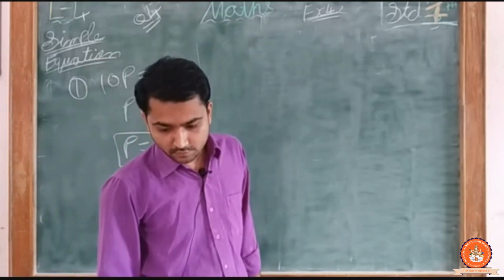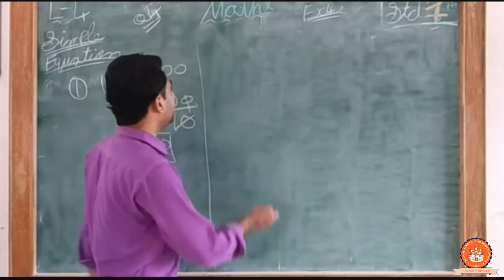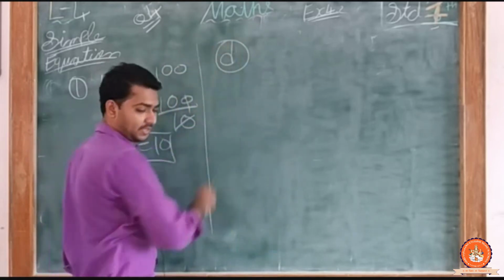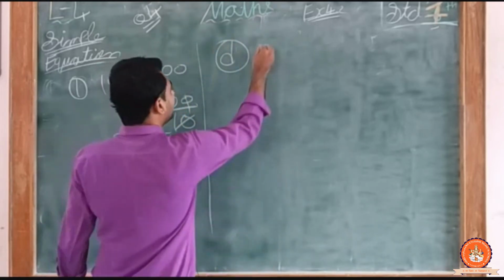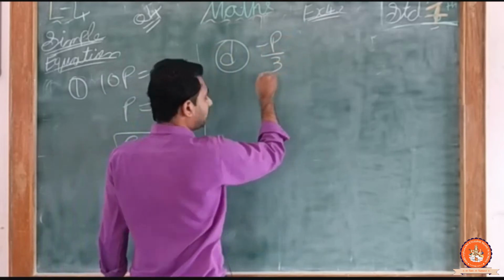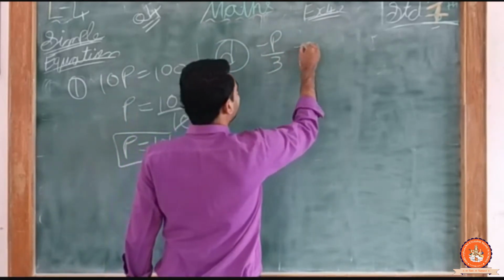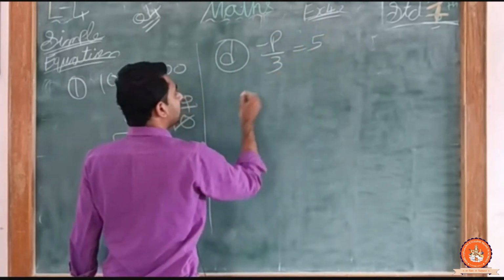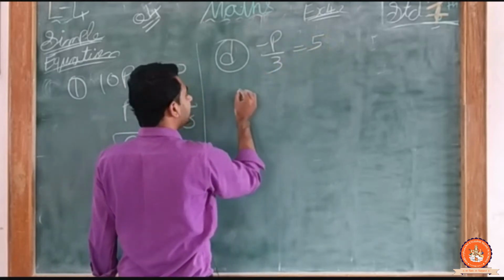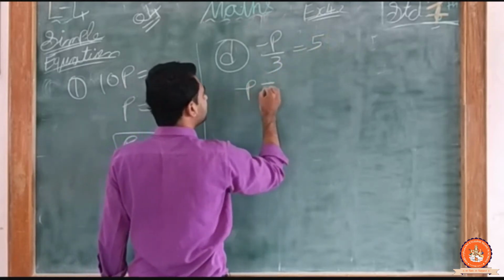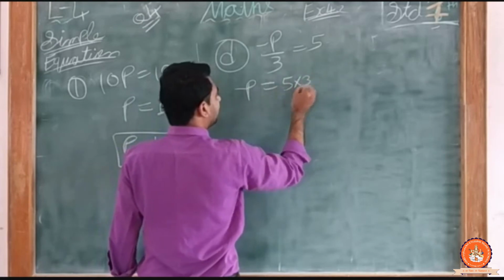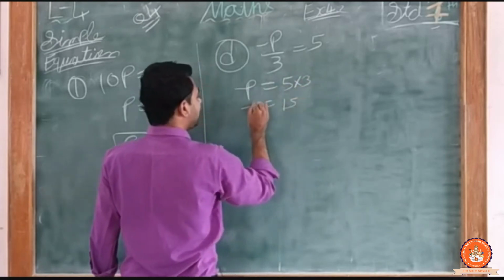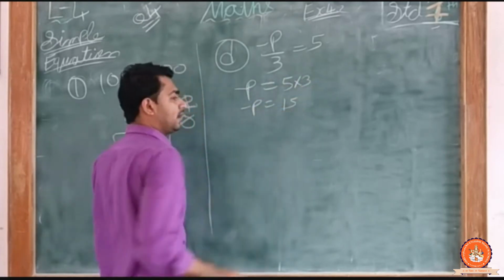Third also you can do by yourself. I am doing your D1. D is minus p by 3 equal to 5. Okay, so this 3 will go on the right side, that means it will multiply. So minus p is equal to 5 into 3, that means 15. Okay, minus p is equal to 15.